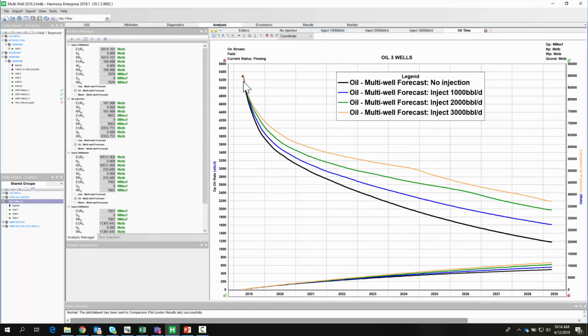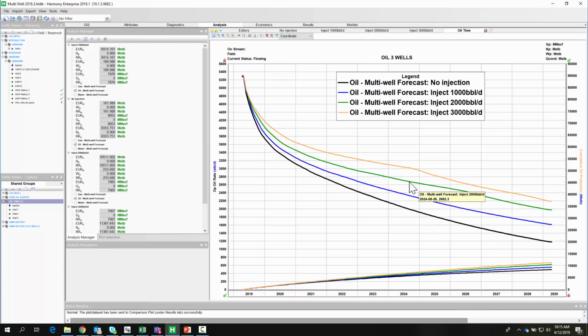Okay, so this is what I'm seeing here. So this is a rate time plot of each of these scenarios combining all of the produced oil. So the black line is my forecast if we do no injection. The blue line is the forecast if we inject at 1,000 barrels per day.